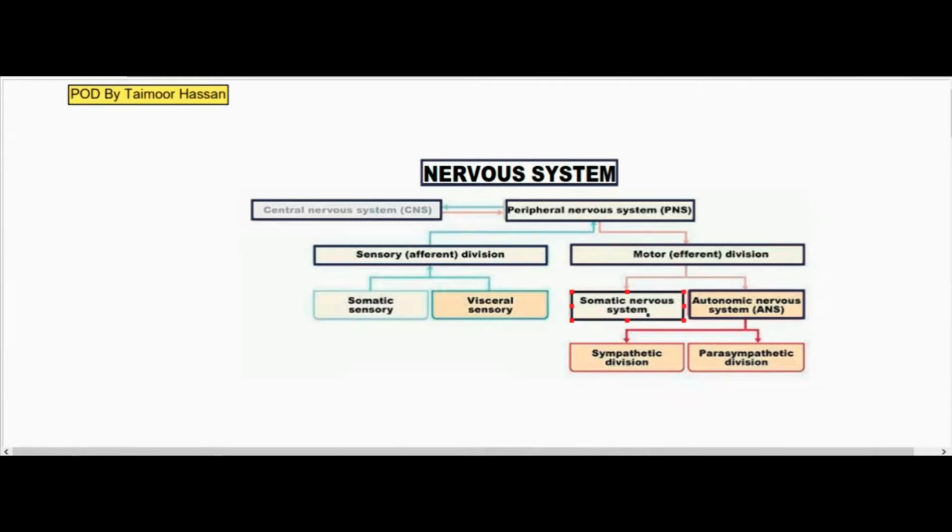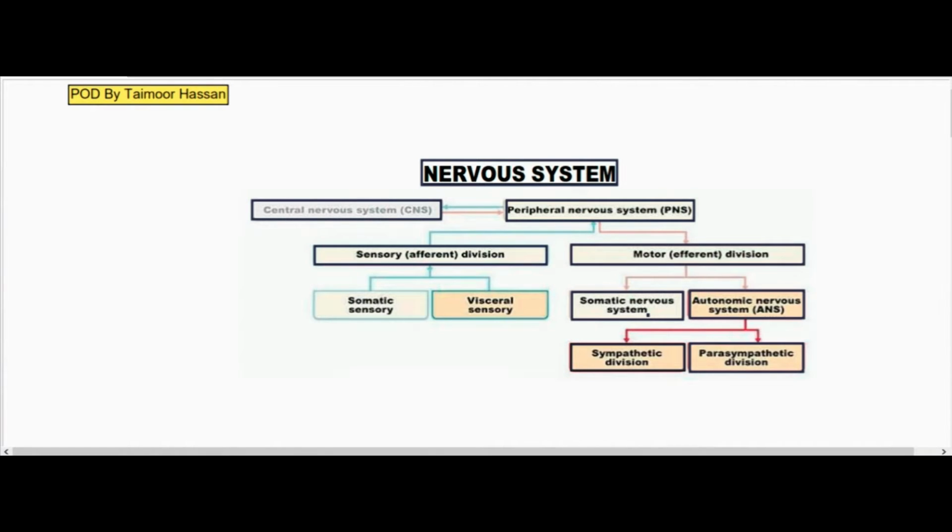About the autonomic nervous system, as I have told you already, this system is involved in the involuntary activity. It is further divided into the sympathetic nervous system and the parasympathetic nervous system. The sympathetic division is involved in fight or flight, and the parasympathetic nervous system is involved in rest and digest.